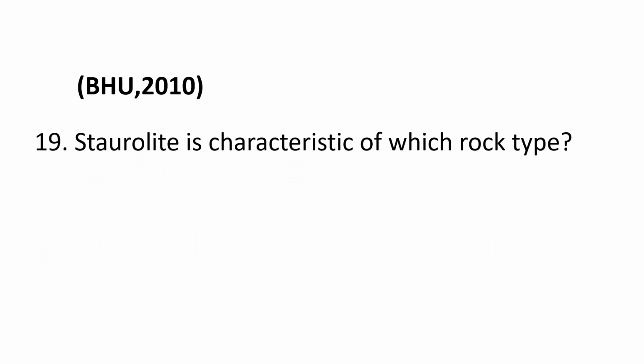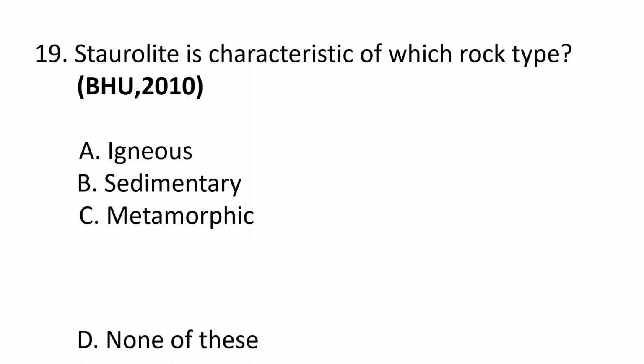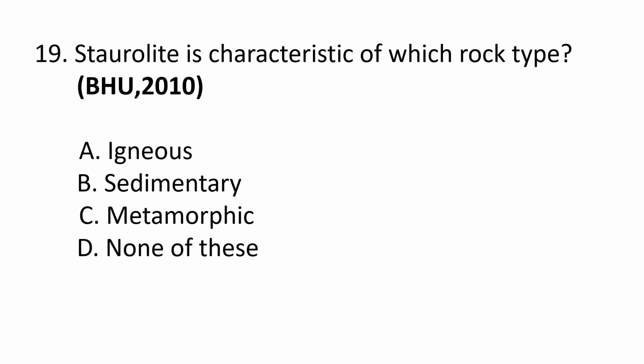Coming to the 19th question, starolite is characteristic of which rock type? That means it occurs in what type of rocks? So the choices are A. igneous, B. sedimentary, C. metamorphic, D. none of these. So it is a characteristic of metamorphic rocks.